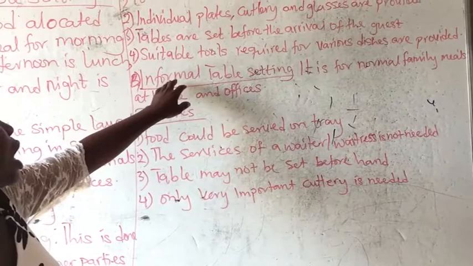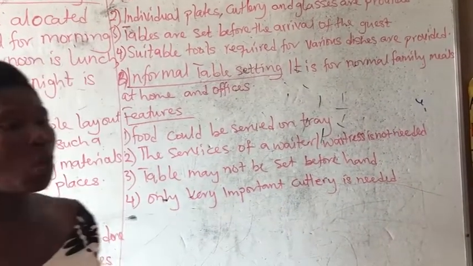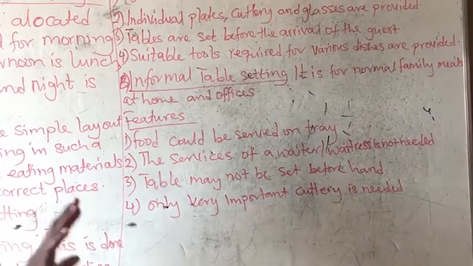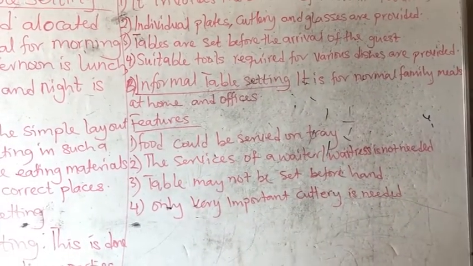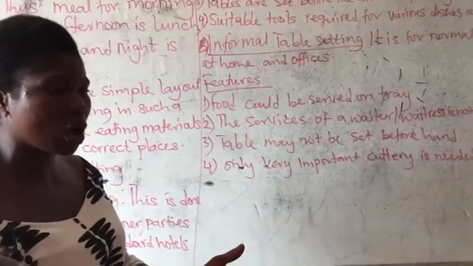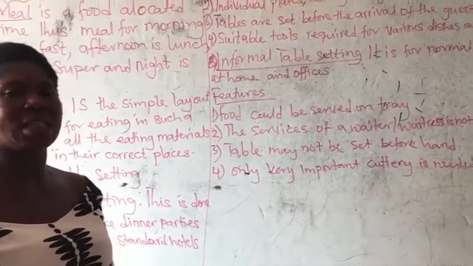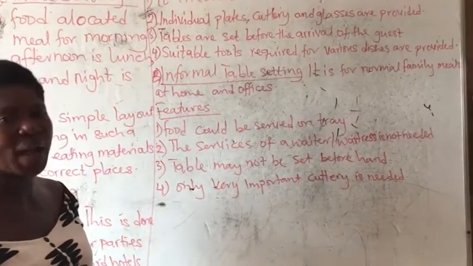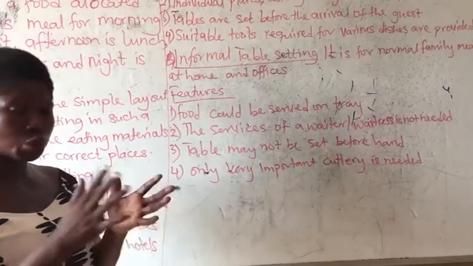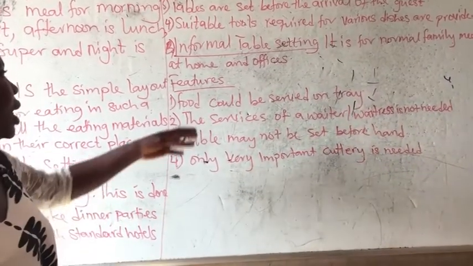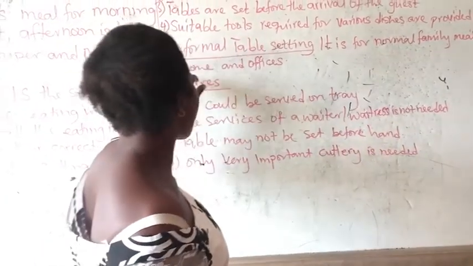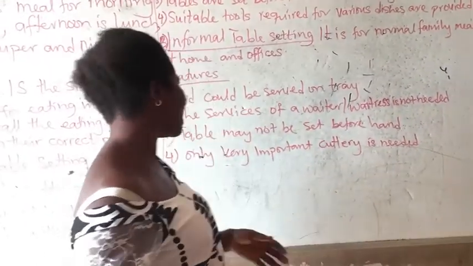Then we have informal table setting. When we talk of informal table setting, it is the normal table setting that we see in our various homes. That is where we have a small table with a chair, our bowl of food on it, water by it, and then maybe a spoon by it, without bringing in all the eating tools on the table. It is for normal family meals at home and offices, as I said.